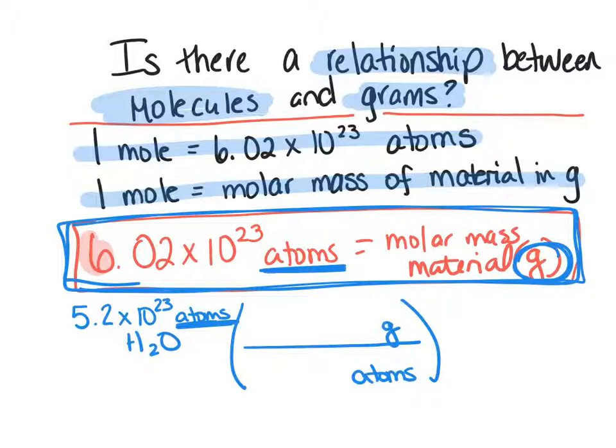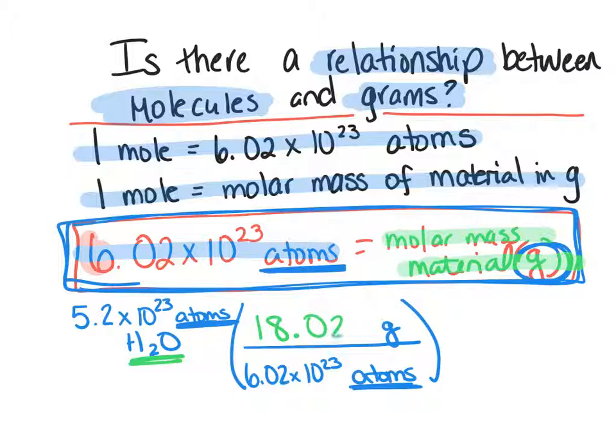This relationship right here says that there are 6.02 times 10 to the 23rd atoms. So I'm going to put 6.02 times 10 to the 23rd right next to the word atoms. It also says that that many atoms equals the molar mass of the material. So I'm going to go ahead and put my molar mass of water because we're talking about water. The molar mass of water is 18.02 grams. So what happens here is atoms cancels out and we're left with an answer of grams.